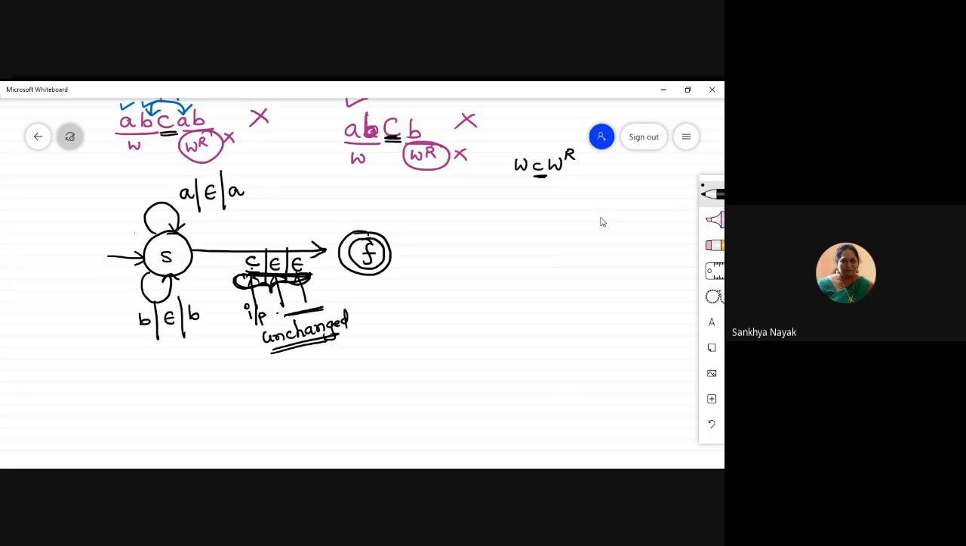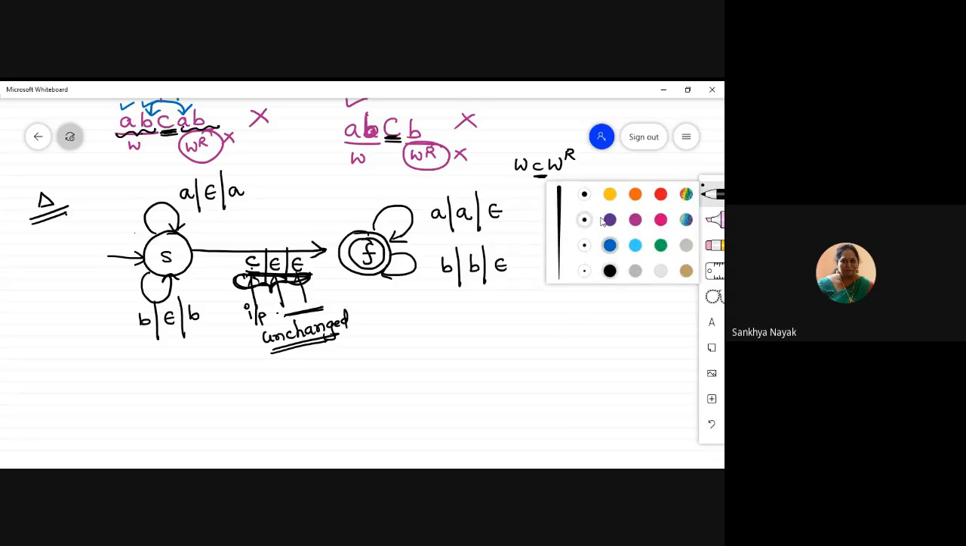All right, once you have pushed all the symbols, you have also seen C and you make no changes to the stack. Now for this, if you have A and A, you have to pop it, right? And if you have B and B matching, you have to pop it. So if input is A and inside the stack you have A, pop it. All right. If the input is B and in the stack also you have B, pop it. Okay. So this is your delta.